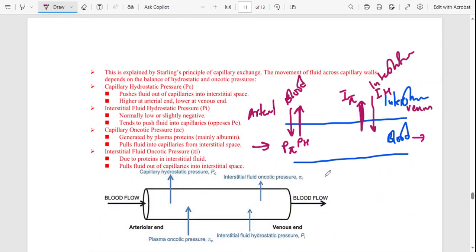And you can calculate what we call the net filtration pressure. The way we calculate it is you get all the forces that are pulling things away from the blood vessels. So that is the hydrostatic pressure of plasma.